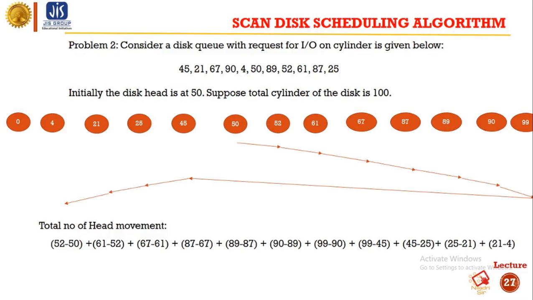From 25 we will move to 21, so the total head movement is 25 minus 21. And from 21 we will move to 4, so the total head movement is 21 minus 4, that is 17. So here the total head movement is 144.